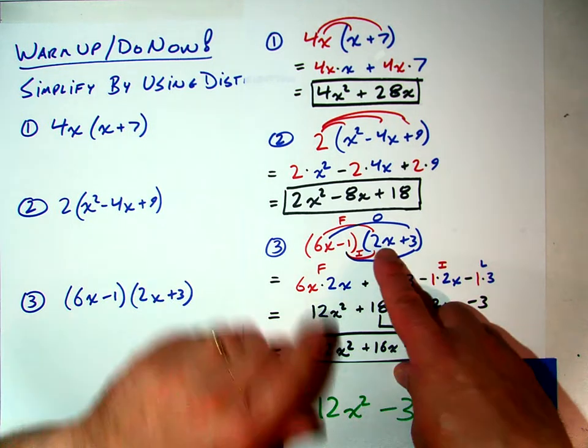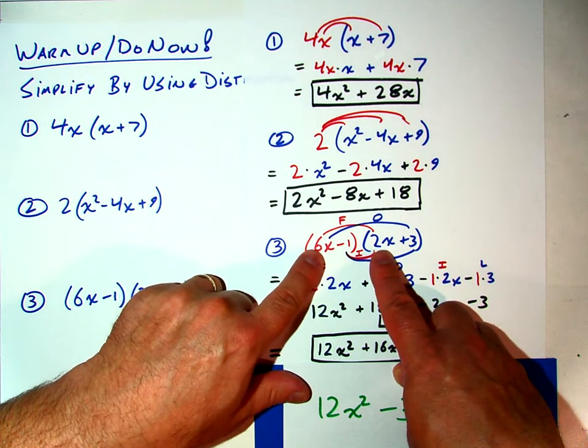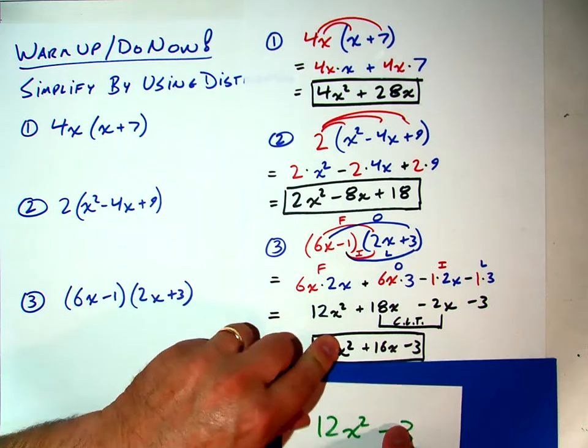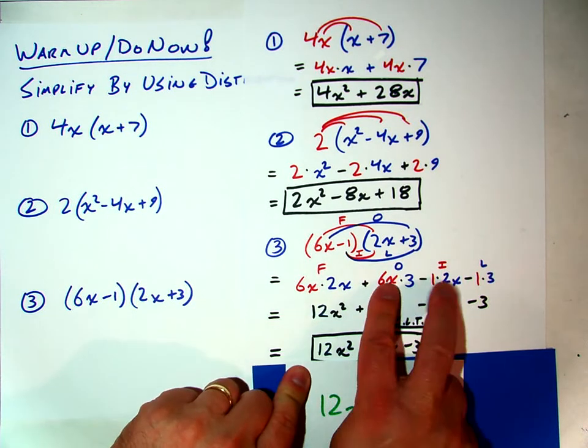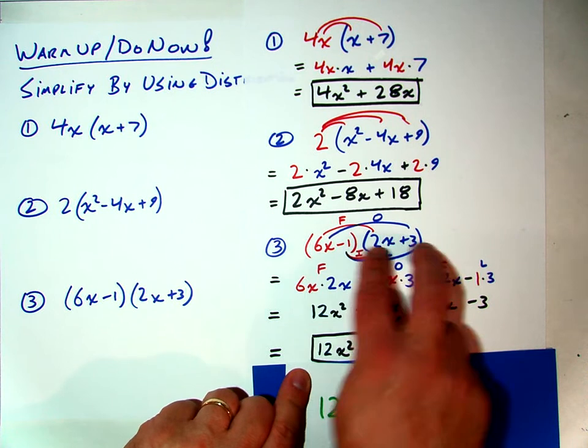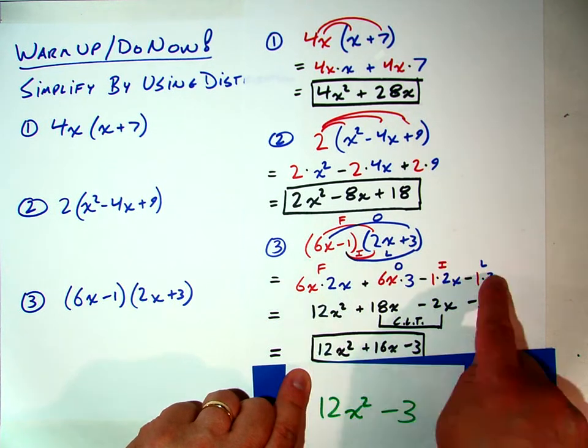Okay, you did the first terms, you multiplied 6x times 2x and got the 12x squared, and you multiplied the last terms, the negative 1 and the 3, but you didn't do the outside or inside. So you have to pay attention when you have two binomials because we're going to be doing this a lot. You have to multiply 4 times.